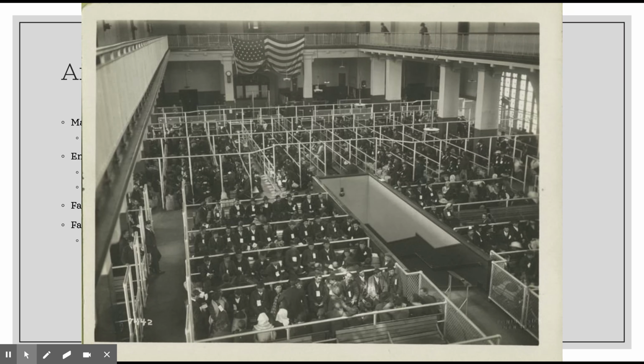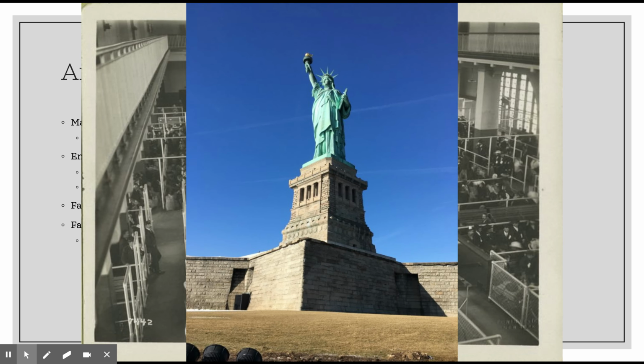So here is an image of what Ellis Island looked like on the inside when it was used as an immigration station. Take note of the lines of people who are just waiting to go through the process. Ellis Island does still exist up in New York, right? And it's now a national park museum.